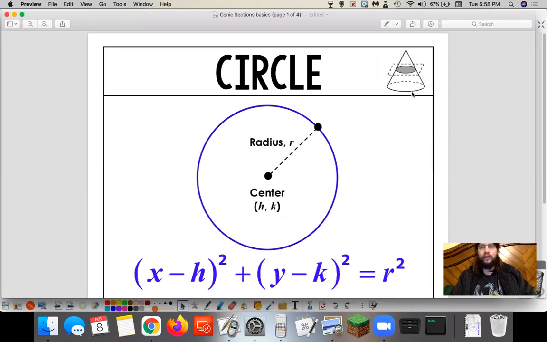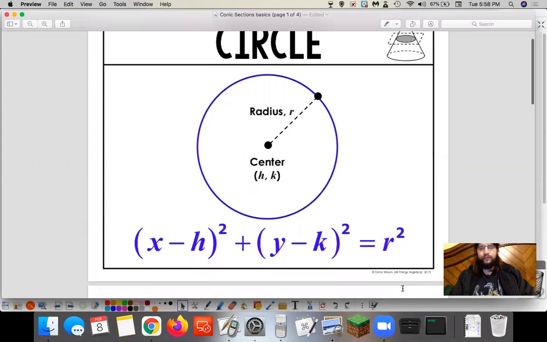Doesn't matter how far up or down the cone we go, it's going to make a circle that's parallel to that base. Now, you know a circle is a set of points equidistant from a center point. That distance is called the radius. You should all be very familiar with this from geometry. Now we represent the center as (h, k) and the radius as r. This is the standard form of the circle. You will need to memorize that.